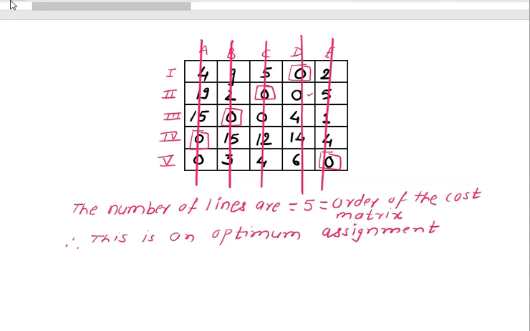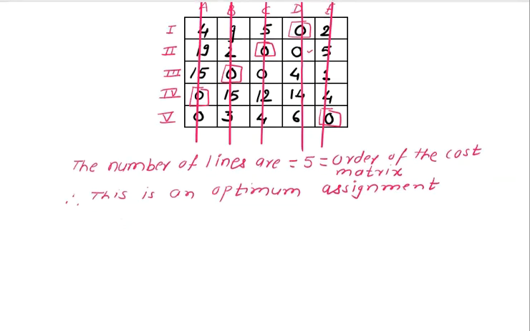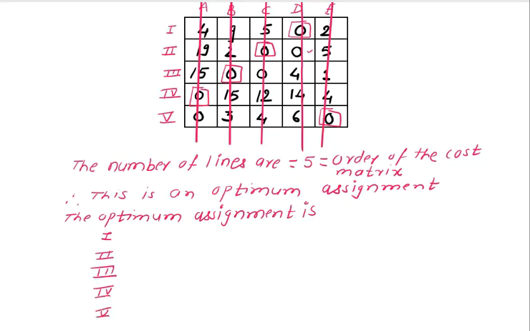So what is the optimum assignment? The optimum assignment is: first job is assigned to machine D, second job is assigned to machine C, third job is assigned to machine B, fourth job is assigned to machine A, fifth job is assigned to machine E. And what is the optimum assignment cost, or minimum assignment cost?